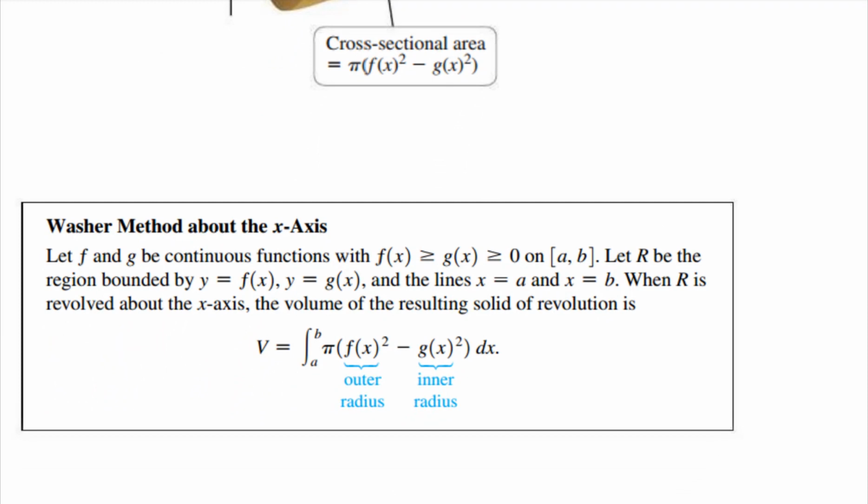Let f and g be continuous functions, and we want one function to be bigger than or at least equal to the smaller function. And we want to keep that positive or zero at least, on a closed interval. So let R be the region bounded by y equals f of x, y equals g of x, and the lines x equals a and x equals b. Then when we revolve that region R about the x-axis, the volume will result in the integral from a to b of pi times the quantity of the outer radius squared minus the inner radius squared.